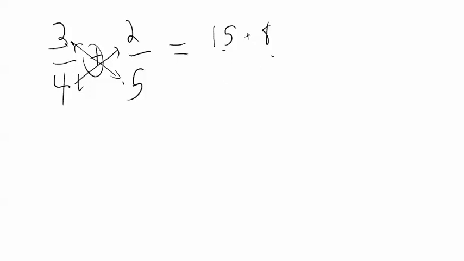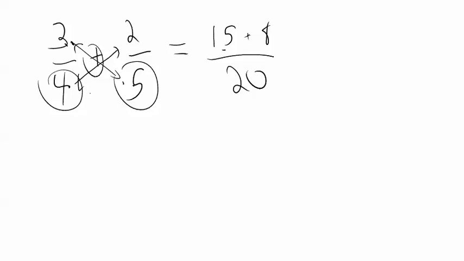Now the denominator, what I do with that is I just multiply the two denominators together. So 4 times 5 is 20. So right now I get 15 plus 8, which is 23, divided by 20. Now, that actually is my final answer. I can't reduce this anymore, so this is my final answer. Sometimes you might have to reduce.